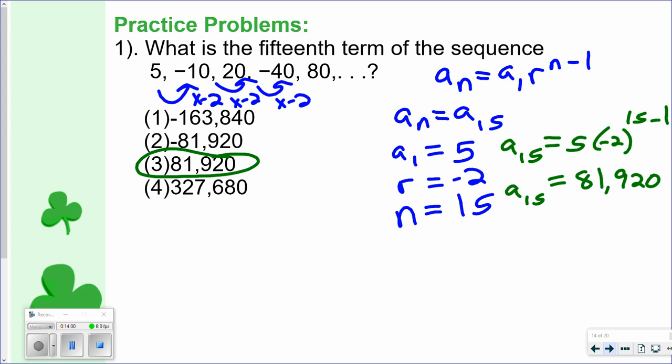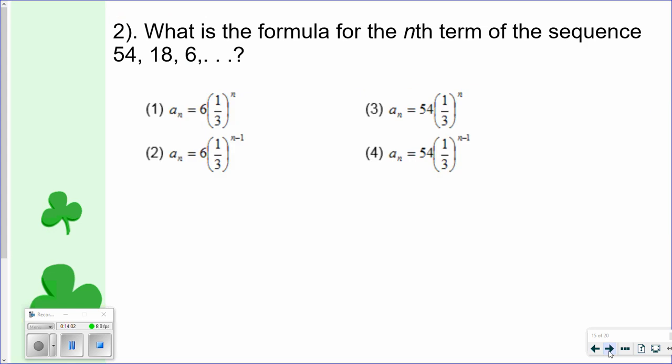Okay, number 2. What is the formula for the nth term of the sequence, 54, 18, 6? So right away, I'm going to look. Is it arithmetic? Is it geometric? Well, if I look at my choices, I can see it's geometric because right away, I only have multiplying, right? Exponential equations, they look like. Your initial term, that's what goes first. My a sub 1, they have a correlation, right? So 54. So I know right away, I'm getting rid of this.